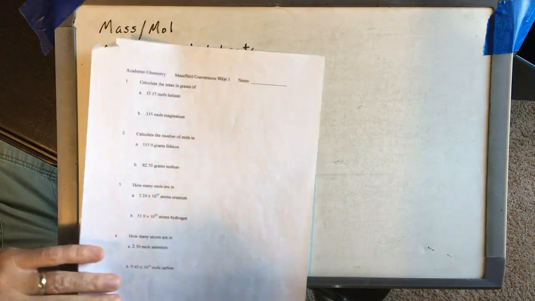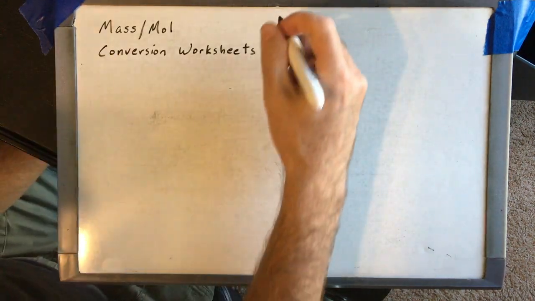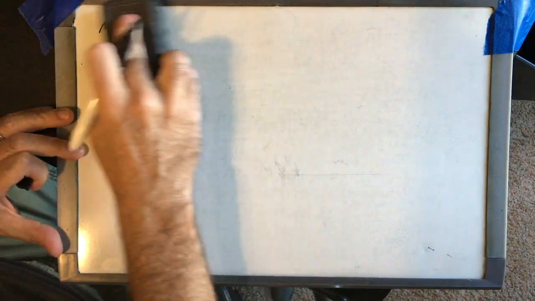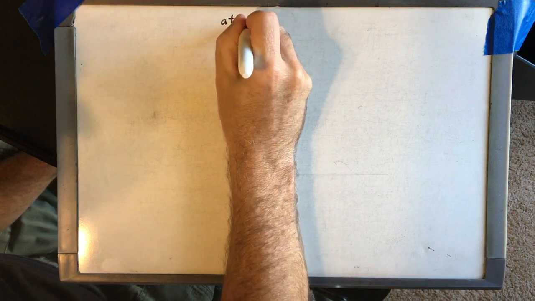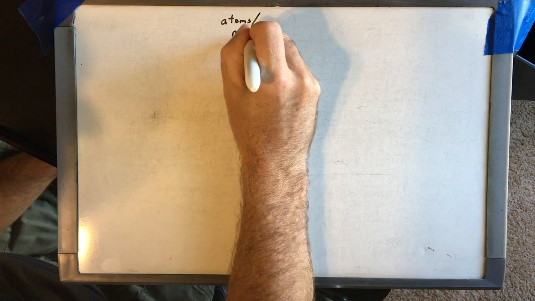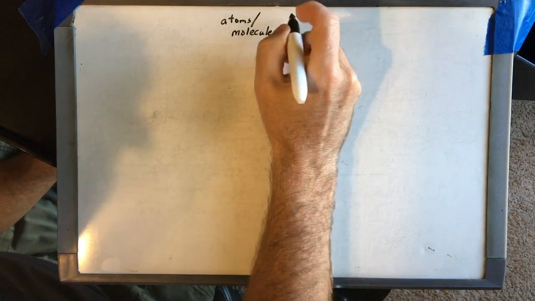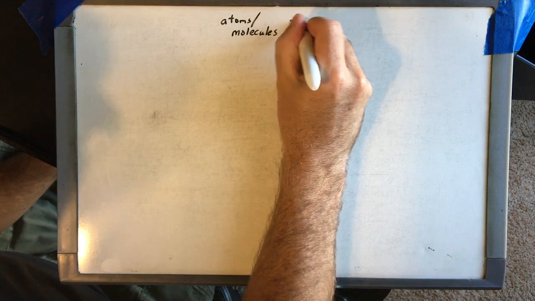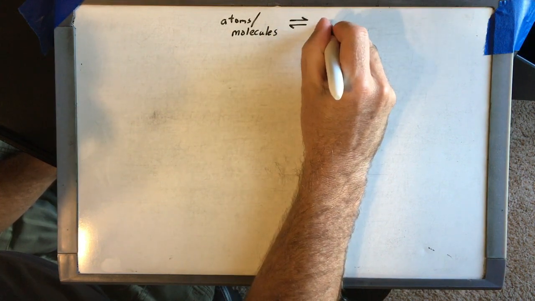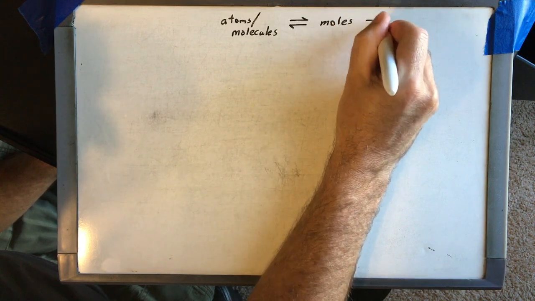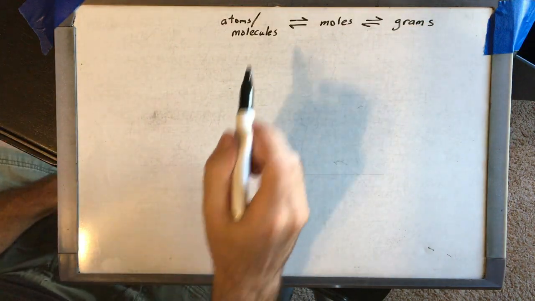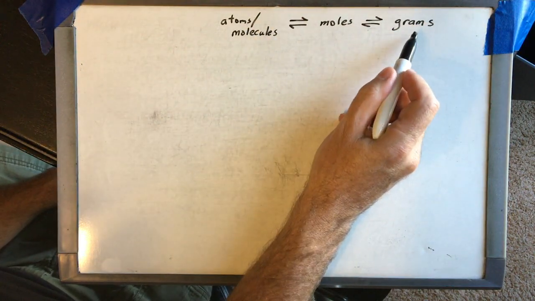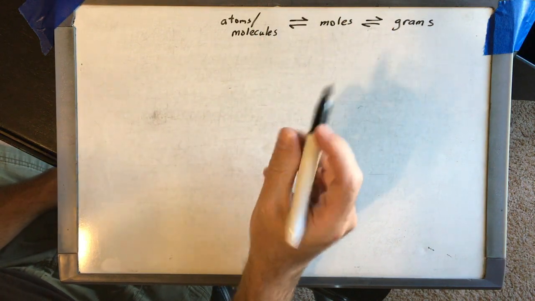So at the top of your worksheet, I want you to write this formula. So let's go ahead and get this out of the way. Write atoms / molecules, and then a double arrow to moles, and then a double arrow to grams. So this is our procedure to convert atoms to moles, moles to grams, and the reverse, grams to moles, and then moles to atoms or molecules.